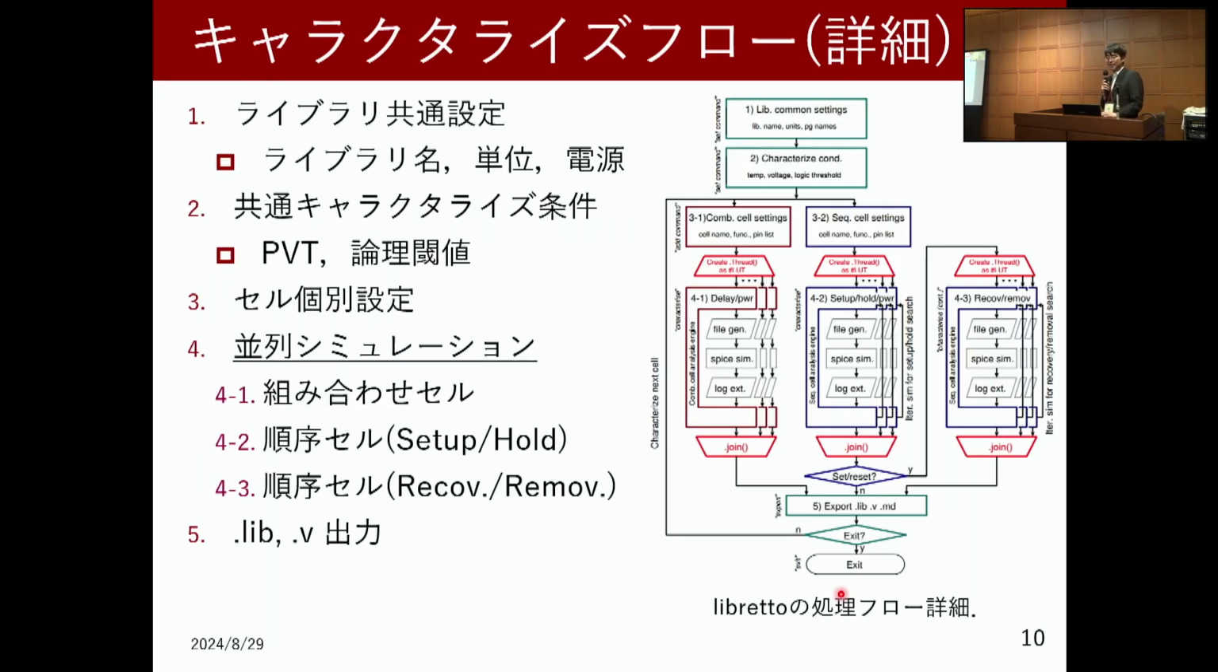This is somewhat detailed, so I don't want to explain in detail, but anyway, we have two common settings. One is the library name or unit or power. Second common thing is condition of process, voltage, temperature, and logic threshold is also needed to define. And then it simulates the cell in parallel, and also it supports two engines. One engine is for the combinational cell, and second engine for the sequential cell.